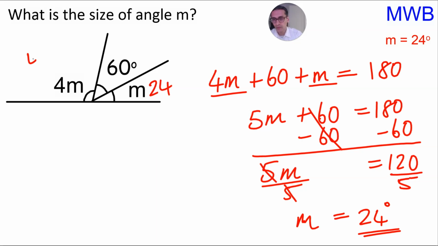If it asks us to work out all of the angles, then we know that this would be 24 and this would be 4 times 24. So you'd have to work that out separately, and that would give you 96 degrees. And then you can check whether these add up to 180, which they should.